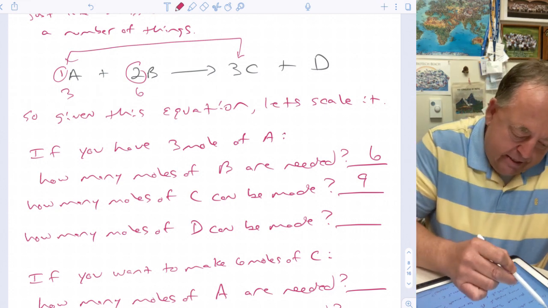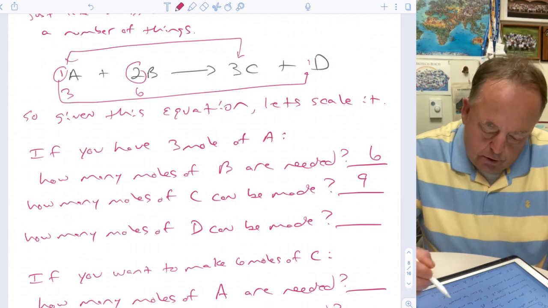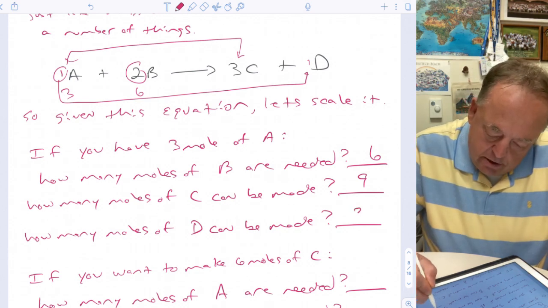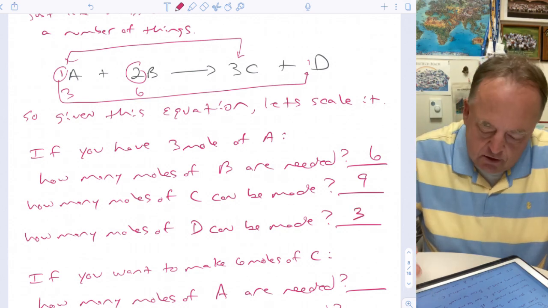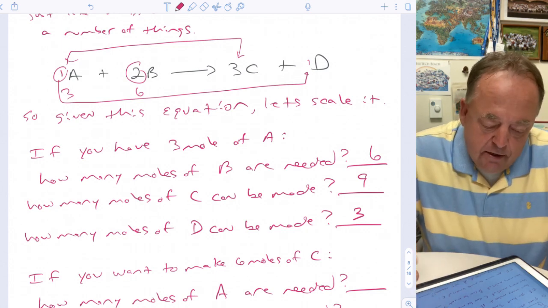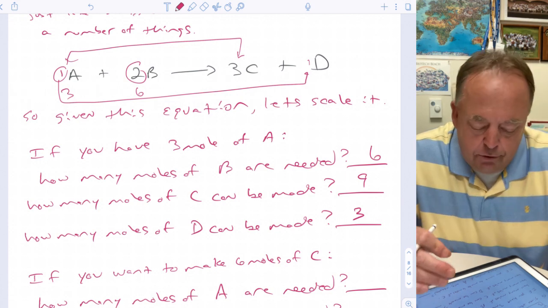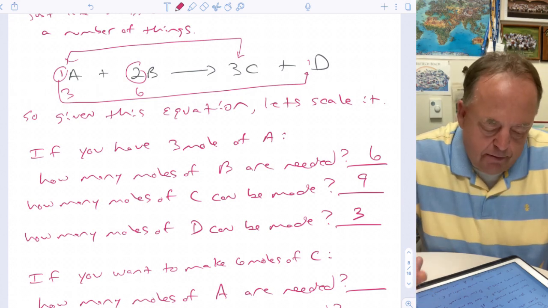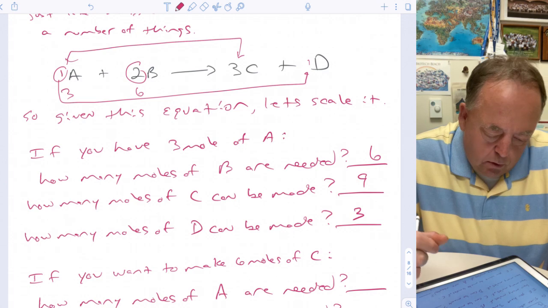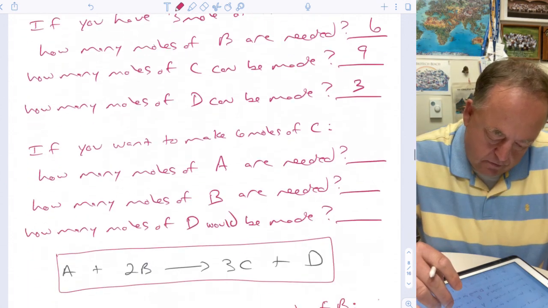And A and D have to be in a 1:1 ratio. So if you have 3 of A, then you're going to make 3 of D, right? So those ratios always have to stay the same. And again, this could be individual molecules, 1 molecule of A, 2 molecules of B, or 3 molecules of A needs 6 molecules of B, or it could be moles, right? 1 mole of A needs 2 moles of B, or 3 moles of A needs 6 moles of B.